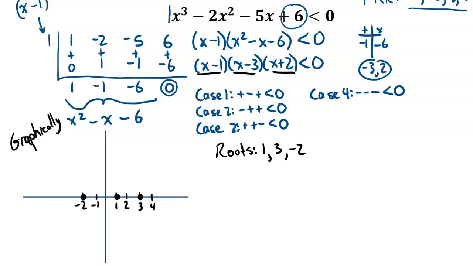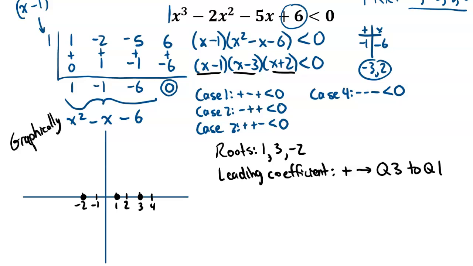Now the other thing I can do when I'm graphing a cubic is look at the leading coefficient. The function is degree 3, and it has a positive leading coefficient. What that means in terms of what quadrant it starts and ends in is that it's going to start in quadrant 3 and end in quadrant 1. By looking at that leading coefficient and the degree, I knew there were three roots, and so that meant it was degree 3. That's how I'm able to conclude quadrant 3 to quadrant 1. So what I have is a function that comes up like so.